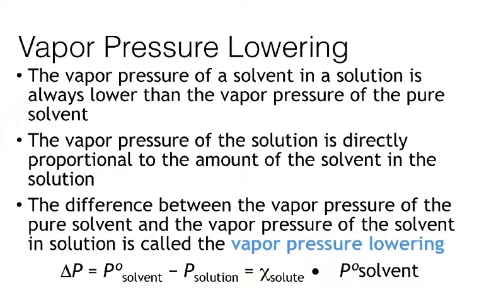All right, so we've talked about how the vapor pressure is less. We can also look at the difference in vapor pressure, that vapor pressure lowering. So our change in vapor pressure, delta P, is going to be the vapor pressure of the solvent minus the vapor pressure of the solution. Or another way of looking at it is taking the mole fraction of the solute times the vapor pressure of the pure solvent. That will get you your change in vapor pressure.